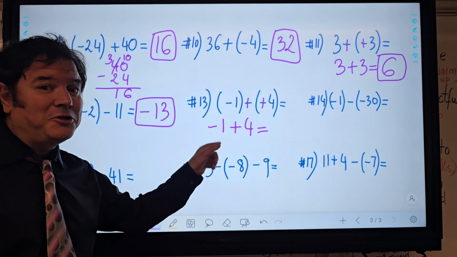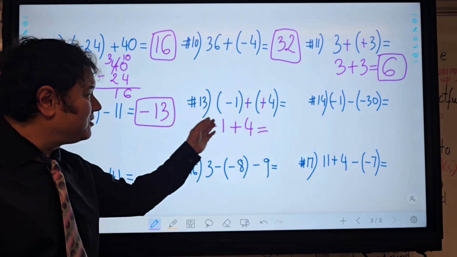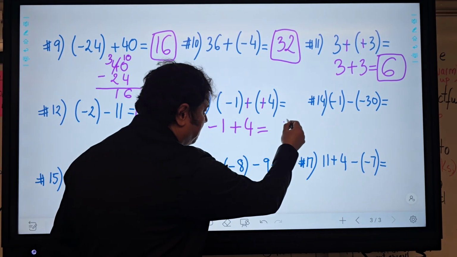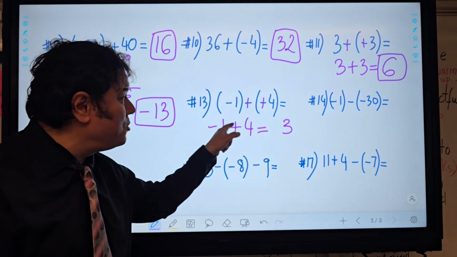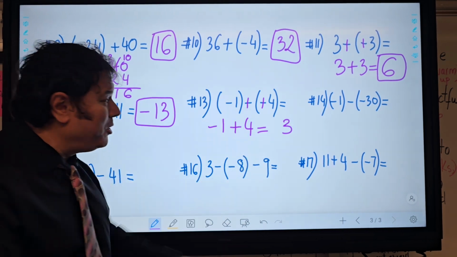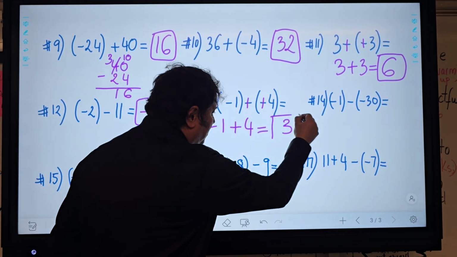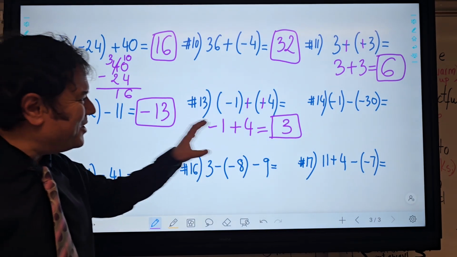Now we are going to sing that little song again. Negative, different sign, subtract. So 4 minus 1 is 3. And then let's finish that song. Keep the sign of the larger number, which is 4, and 4 is positive, then will be exact. So final answer, positive 3. Okay, remember that, please. It's very easy, right?